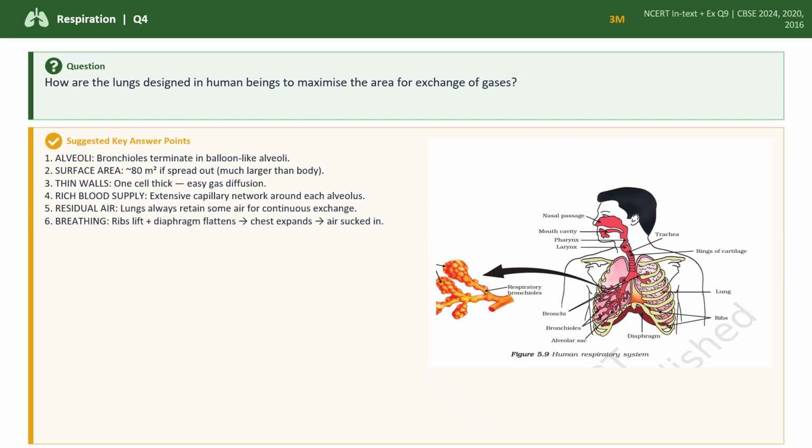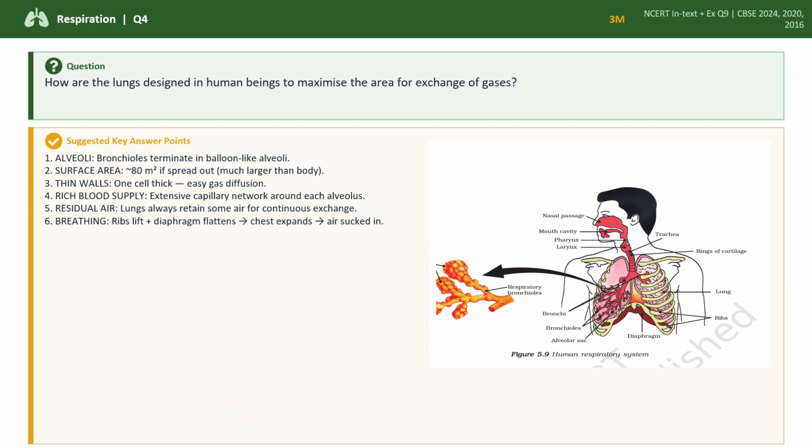How are the lungs designed in human beings to maximize the area for exchange of gases? The 3 mark question. It has appeared in 2024, 2020 and 2016. So bronchioles terminate in balloon-like alveoli. Yes, so the surface area is approximately 80 square meters if you spread it out.